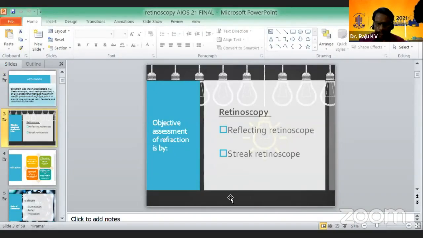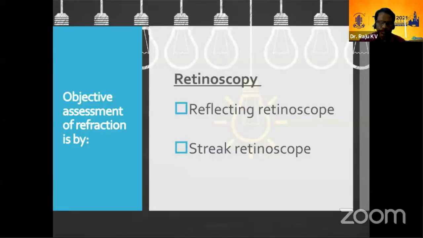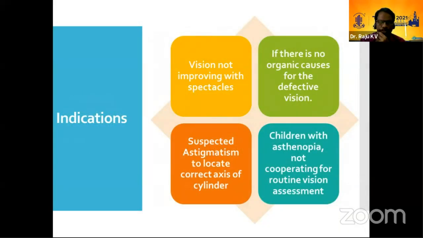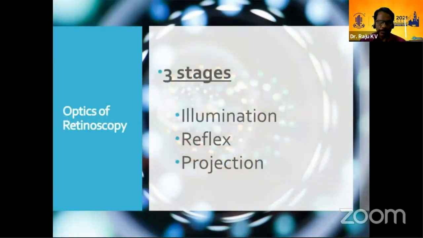So we are talking about retinoscopy, and now the slideshow. It could be a reflecting retinoscope or a streak retinoscope, and these are the various indications: vision not improving with spectacles if there are no organic causes for defective vision, suspected astigmatism to locate the correct axis of the cylinder, and children with asthenopia not cooperating for routine vision assessment.